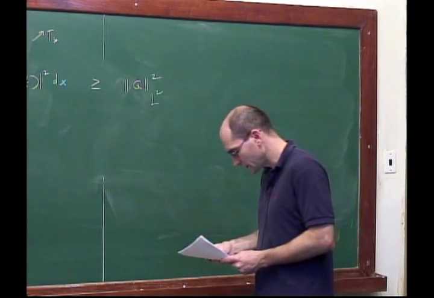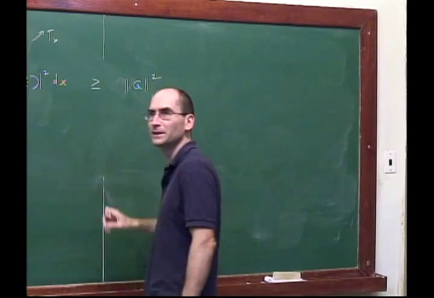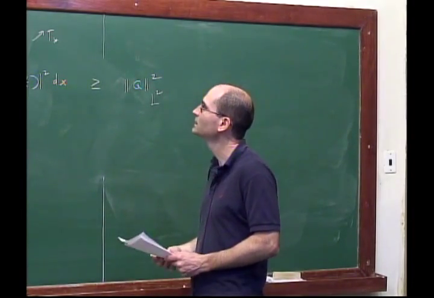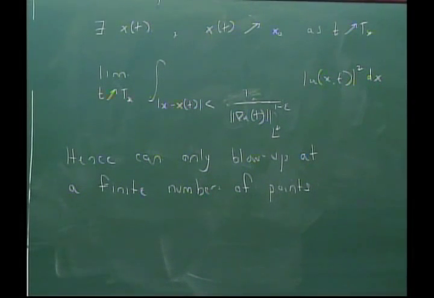But before I do that, let me just follow up on this. So we have this property. So then the question is, we call x0 a blow-up point if this happens. And the question is, do we have equality?